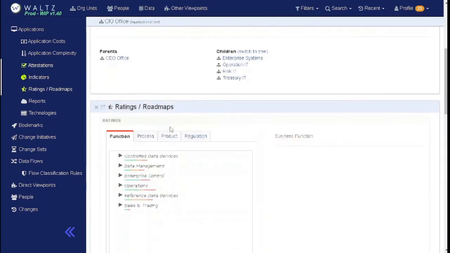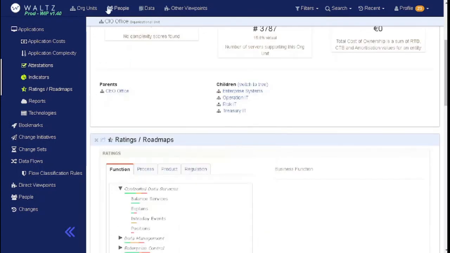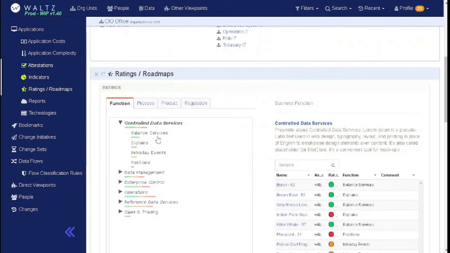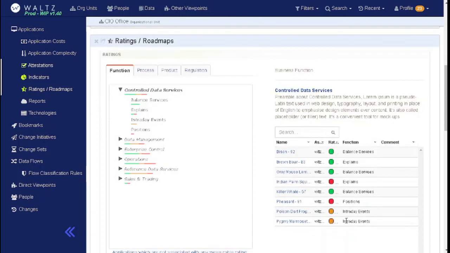Or another real useful lens can be, we can look at our applications within the CIO office, of 24 apps, and we can start saying, okay, so what are we doing across these, so that we can see applications that are doing balanced services, explains more balanced services. So we can really start to drill in and we start asking questions around this.